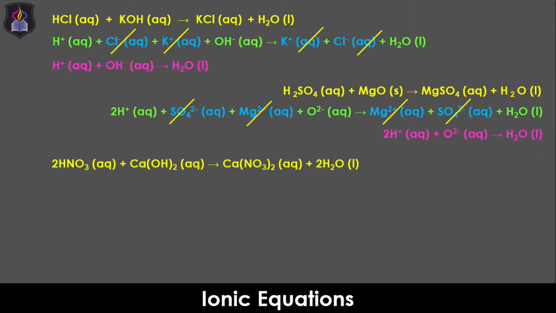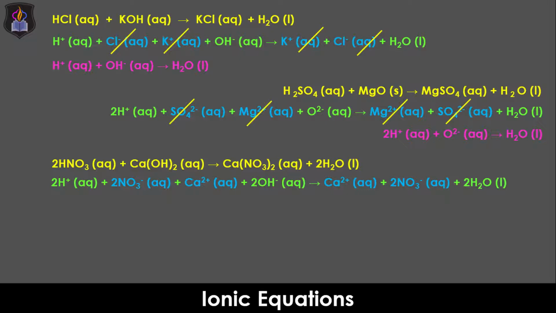In the third reaction between nitric acid and calcium hydroxide, based on the balanced chemical equation, the nitric acid breaks into 2 moles of hydrogen ions and 2 moles of nitrate ions. The calcium hydroxide ionizes into 1 mole of calcium ions and 2 moles of hydroxide ions, while the calcium nitrate salt is broken into 1 mole of calcium ions and 2 moles of nitrate ions in solution. The calcium and nitrate ions appear unchanged on both sides of the equation, and so they are struck out, which leaves us with 2 moles each of hydrogen and hydroxide ions, which combine to form 2 moles of water molecules.